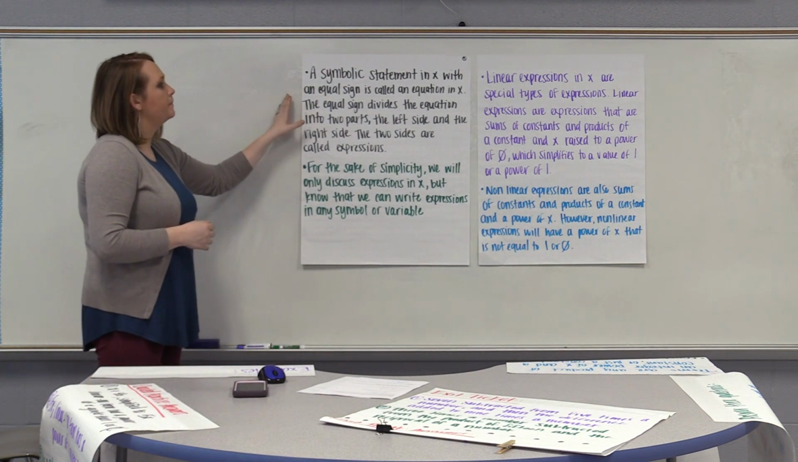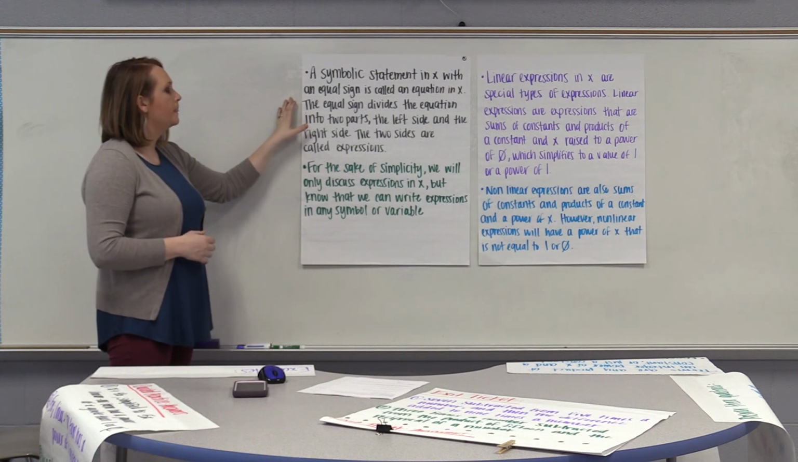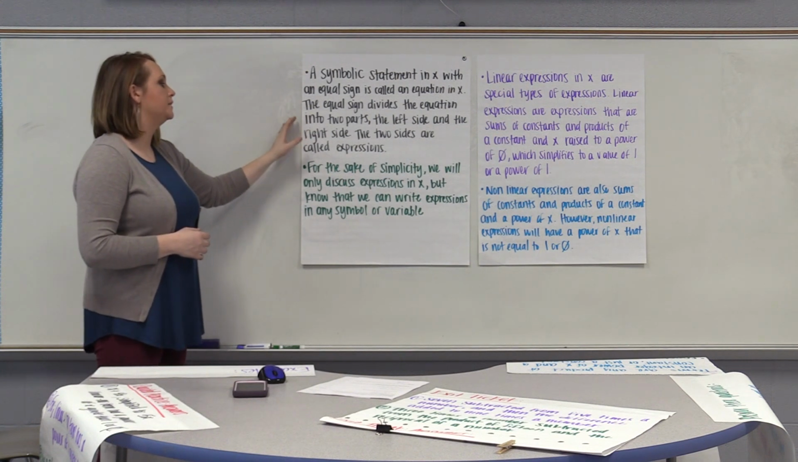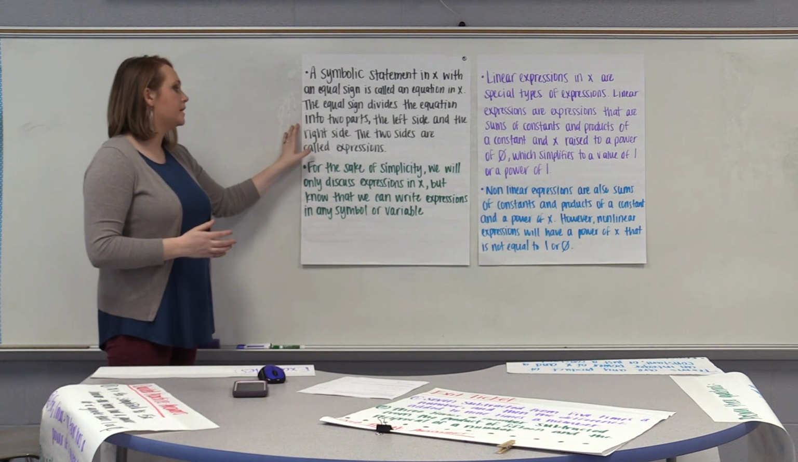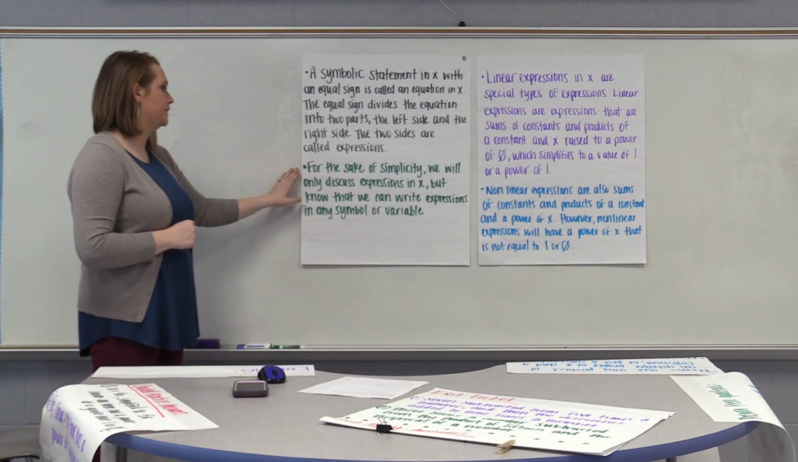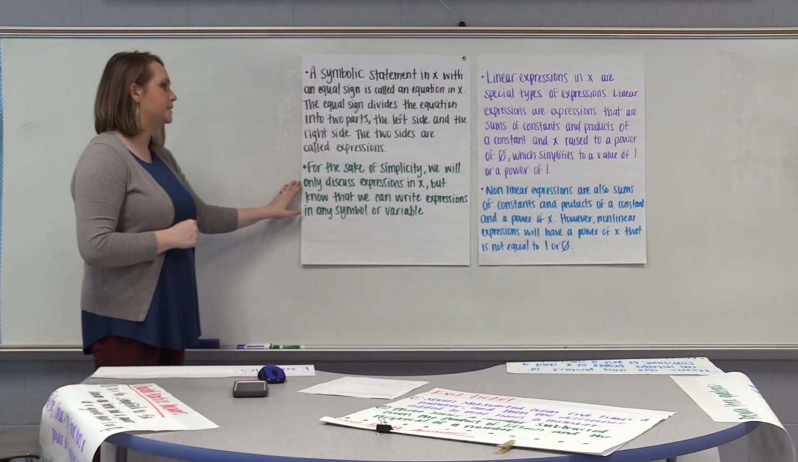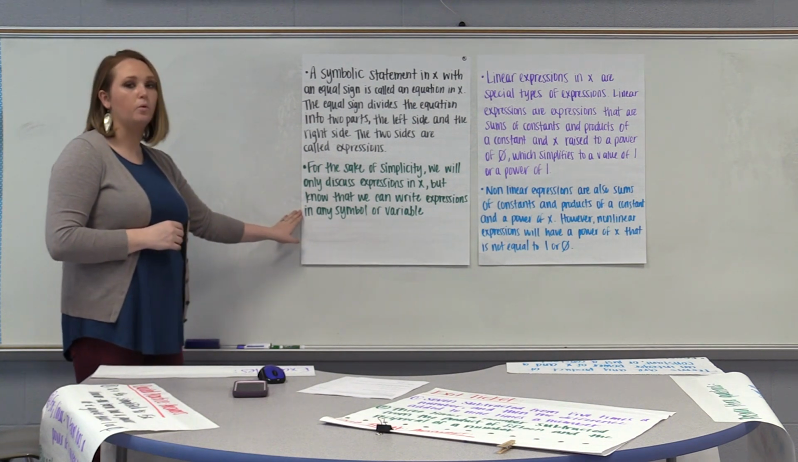A symbolic statement in X with an equal sign is called an equation in X. The equal sign divides the equation into two parts, the left side and the right side. The two sides are called expressions. For the sake of simplicity, we will only discuss expressions in X, but we know that we can write expressions in any symbol or variable.